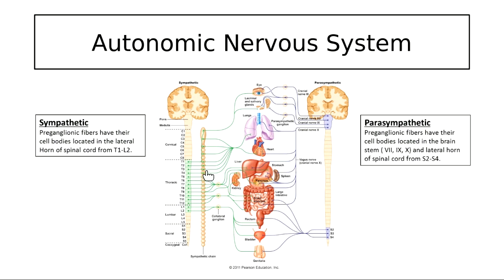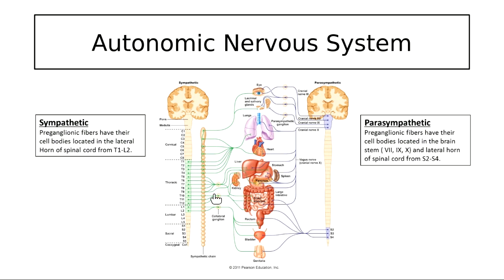So their cell bodies are in the ganglion, and the neuron leaves. It's located in the autonomic ganglion outside the central nervous system, and that's what this is right here, a chain of ganglia, going to the visceral effector. So it's going to go over here to the organ.